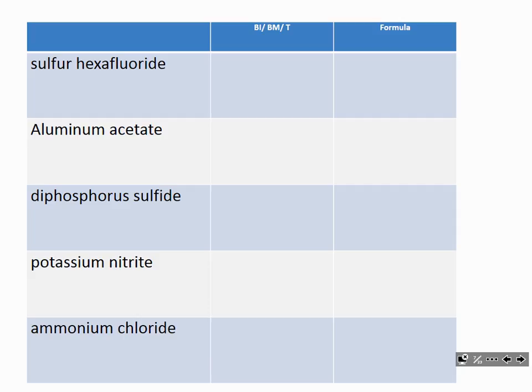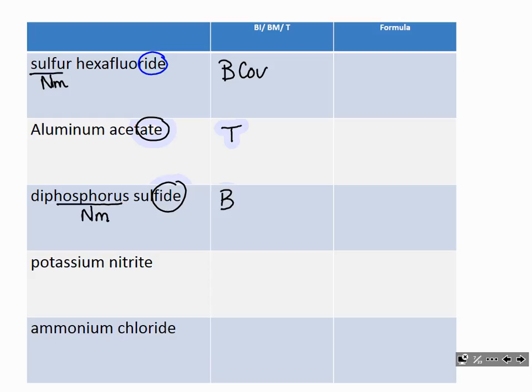So sulfur hexafluoride, it ends in "ide." So we learned that we need to classify that, and that is binary. Sulfur is a nonmetal. That is covalently bonded. It ends in "ate." That is ternary. Contains a polyatomic ion. Ide is binary. Phosphorus is a nonmetal. So that is binary and covalently bonded.